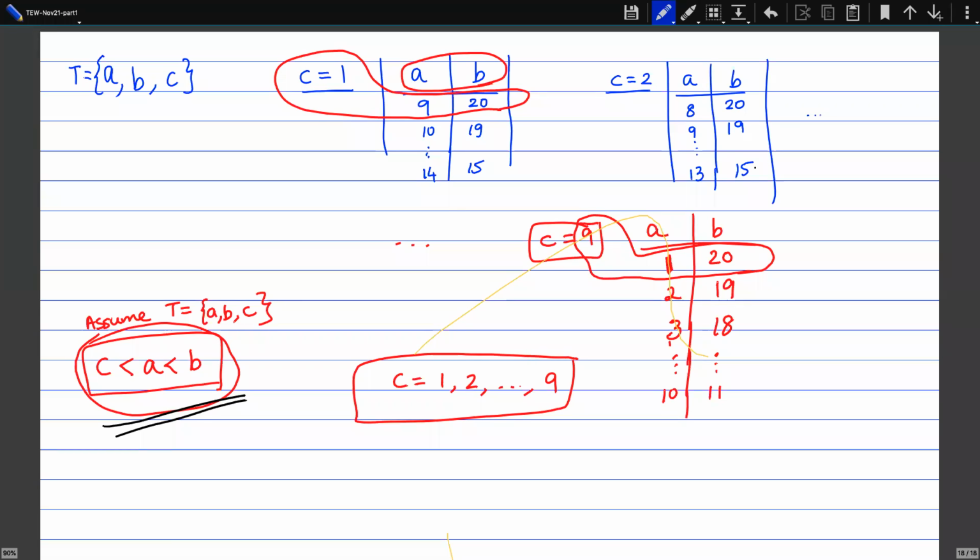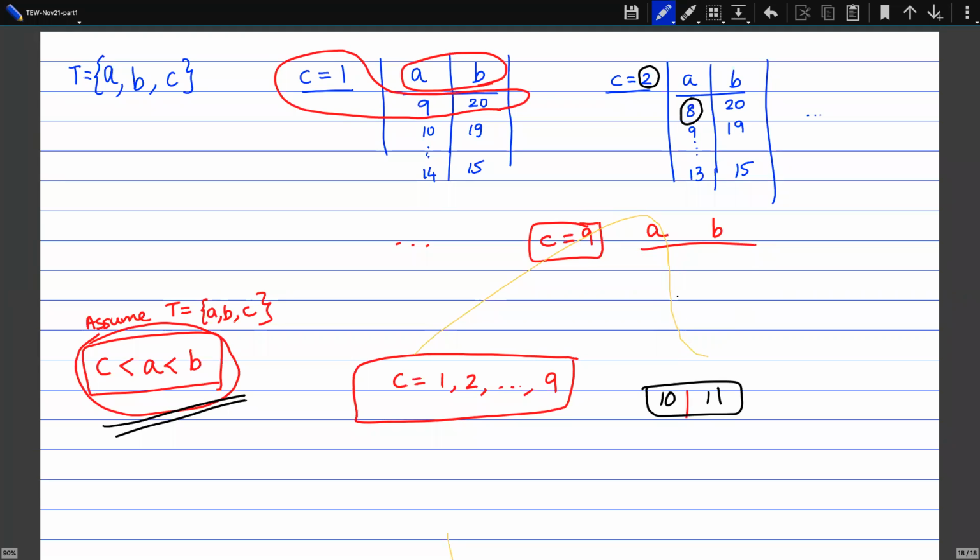So the point is, each table we draw, we should also be careful to ensure that A is the middle guy and B is the largest. In other words, we should ensure that this value of A is always bigger than this value of C. So I should delete all these guys, 3 and so on, and only take, well, which one can I take? There's only one possibility I can take in this table, which is 10, 11. All the other ones don't satisfy the property, so I should erase all the rest. So C equals 9, then only 10, 11 is a possibility, and so on. For each choice of C, the choices of A I should take should only start from C plus 1 onwards. This is broadly how you solve this particular problem.